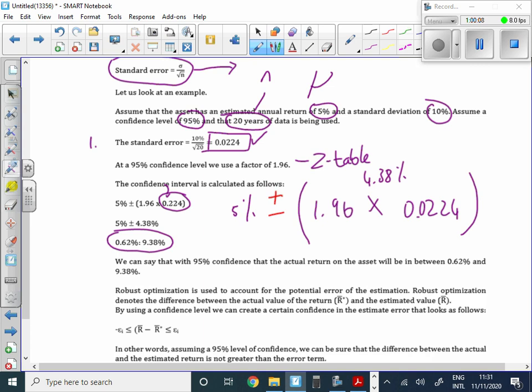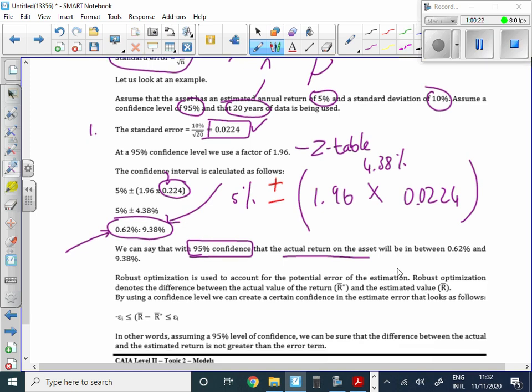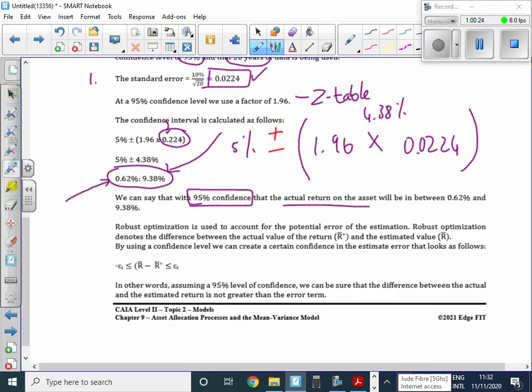We can conclude and say we are 95% confident that the actual return will fall between 0.62% on the bottom end and 9.38% on the upper end. Okay, good. And we need to do that, of course, guys. The reason that we do that is because we don't have exact numbers or a complete history. We've got to work within what we have.